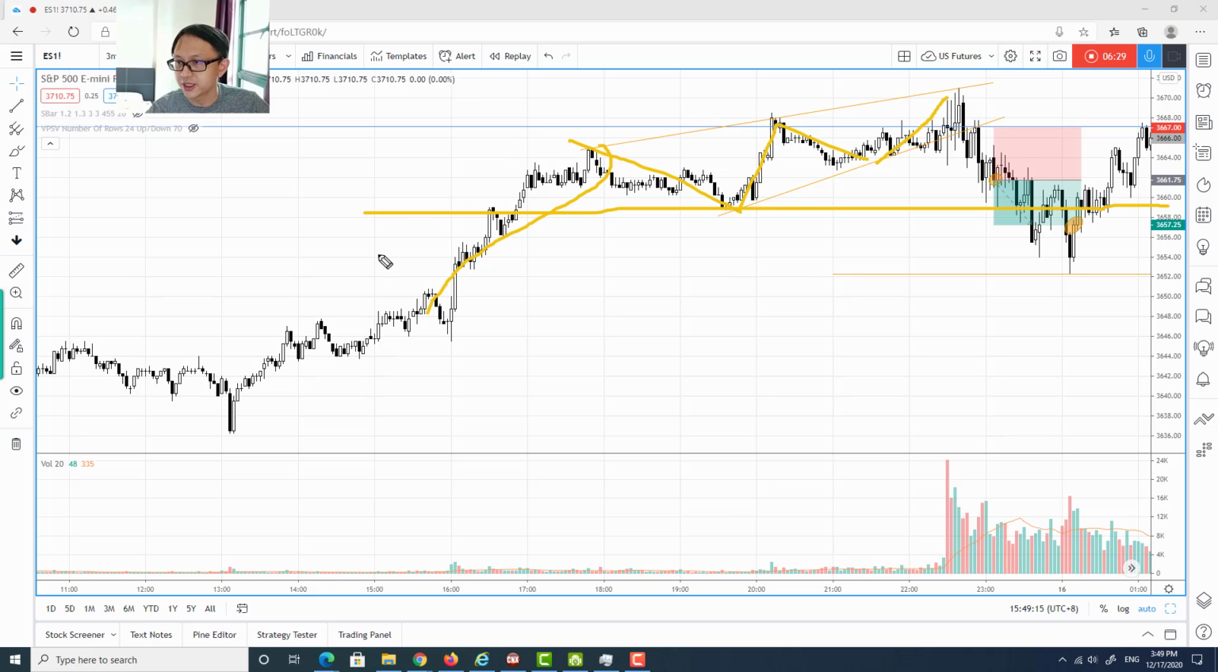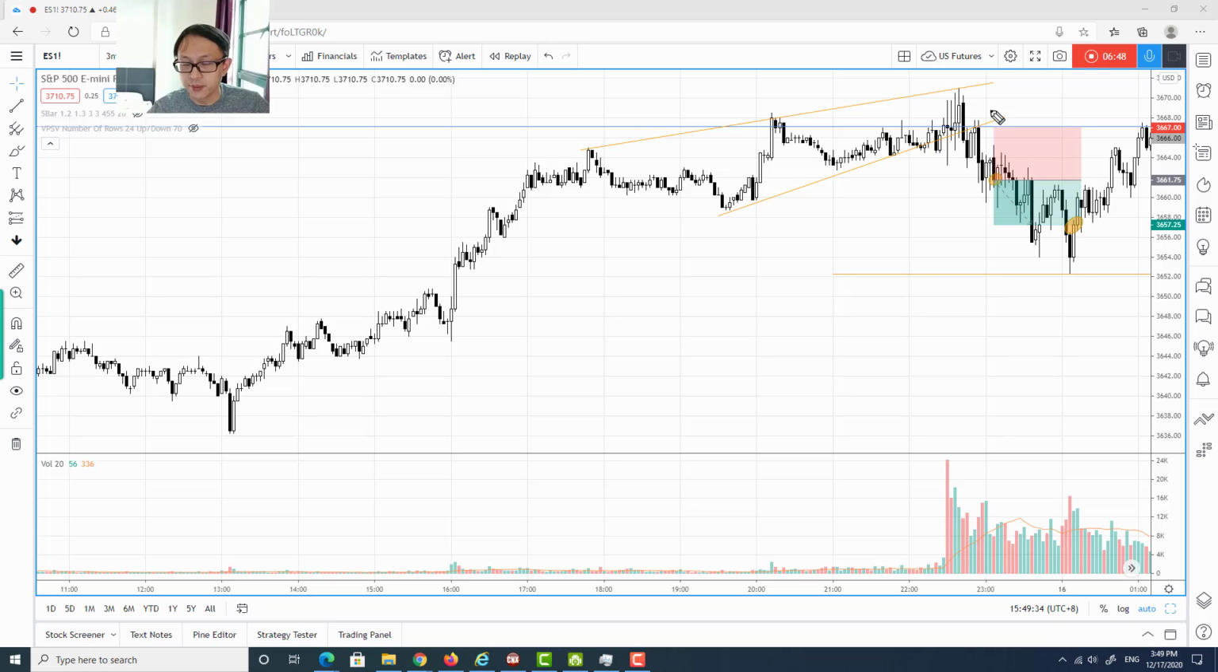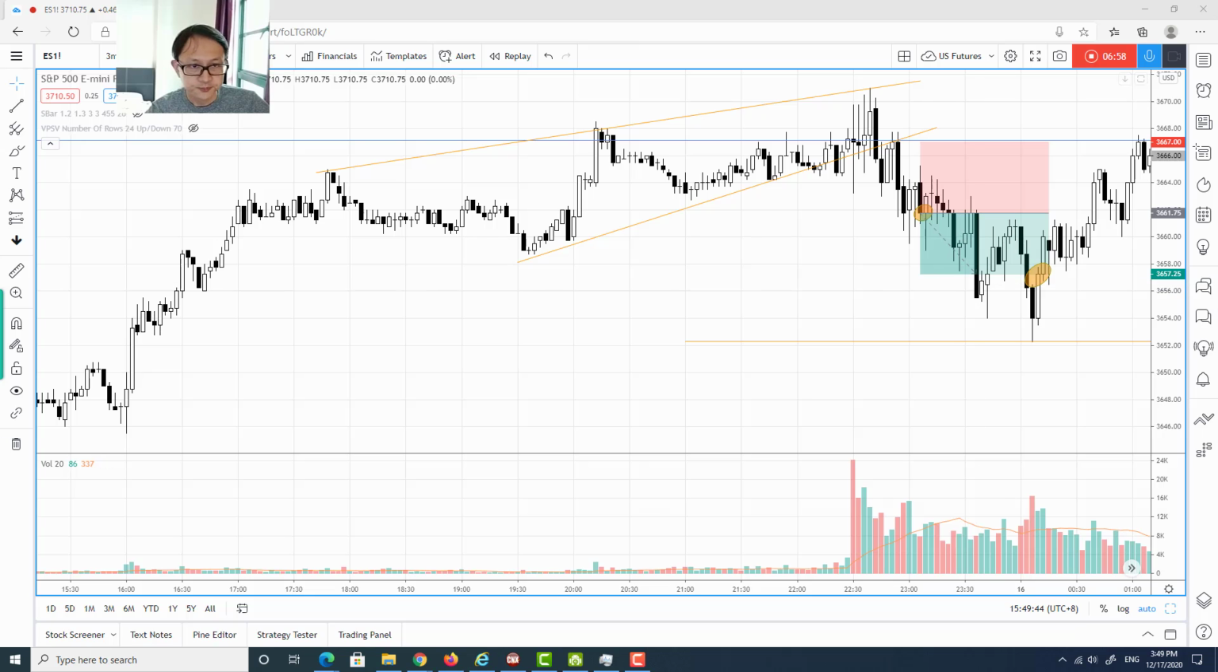So what it actually means in this rising wedge pattern is this: we have a shortening of the upward thrust. That suggests that the up momentum is fading, so it doesn't look very much bullish. In fact, I just bet on the bearish side. What I would like to see is this kind of breakdown to form a sign of weakness. So let me just zoom in.